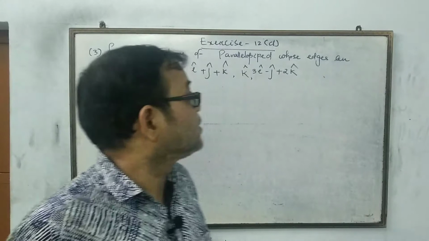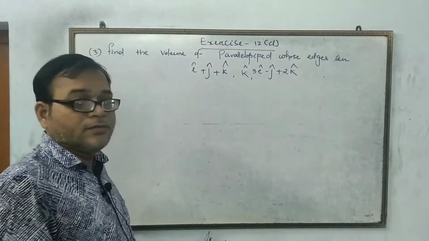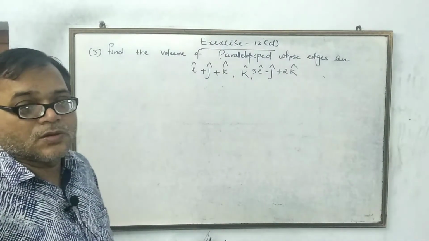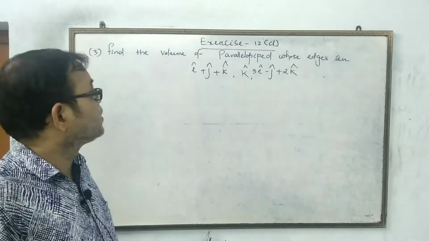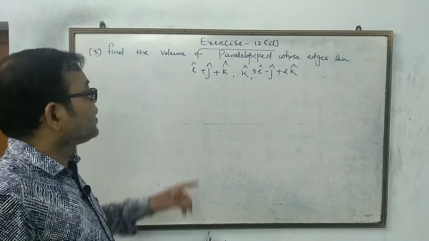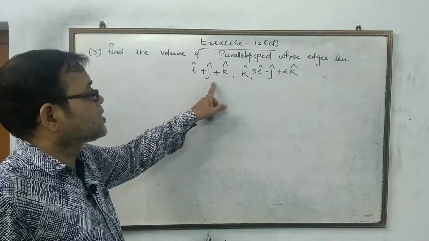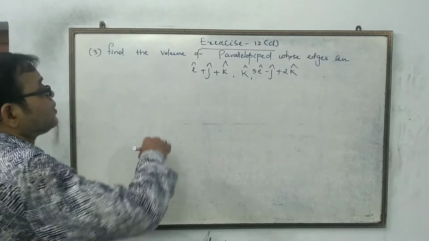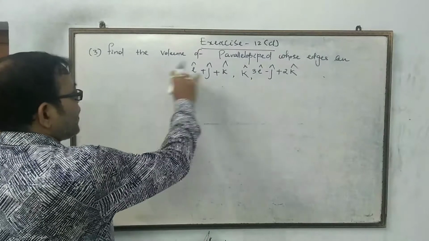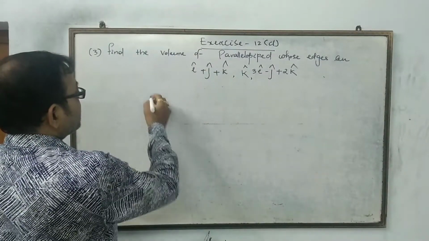I will dictate exercise 12D. The first question, number 1, and question number 2 are multiple choice questions. Question number 3: find the volume of the parallelepiped whose edges are this and this. Let us see how to find the volume of the parallelepiped.